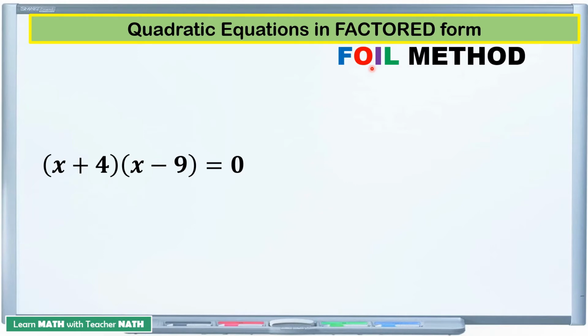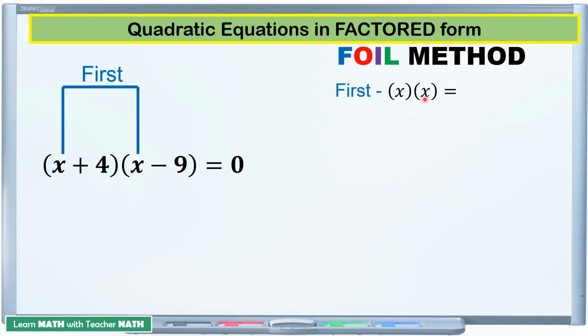FOIL method is a mnemonic for a standard method in multiplying binomials. Pag sinabing binomials, it has two terms. So, umpisahan na natin. Pag sinabing F, that represents the first term. O stands for outer term. I is for inner term, and L is for last term. So, let's start. First term is x times x.